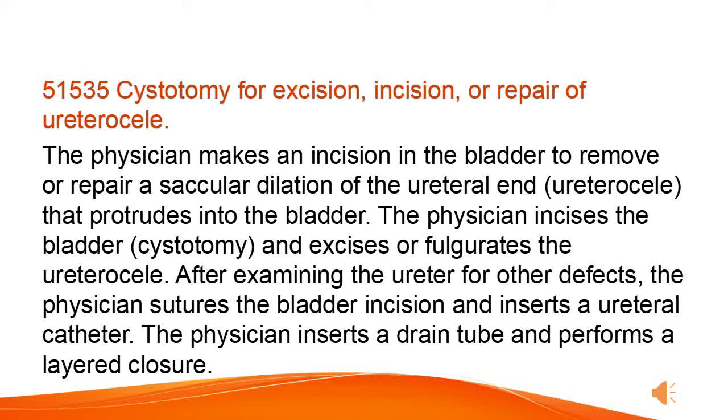The physician incises the bladder, cystotomy, and excises or fulgurates the ureterocele. After examining the ureter for other defects, the physician sutures the bladder incision and inserts a ureteral catheter. The physician inserts a drain tube and performs a layered closure.